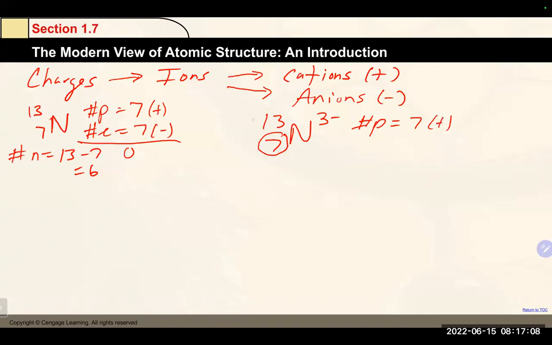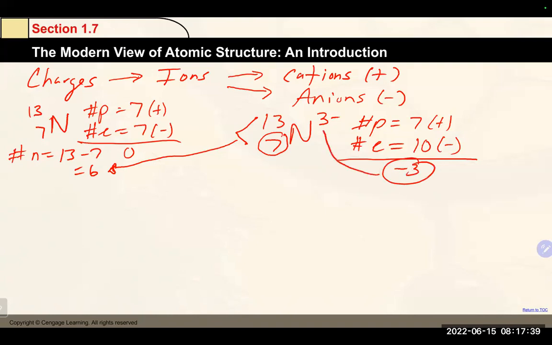In this case, if we look at the neutrons, it is still 13 minus 7, which is still going to give us 6. So it really is the electrons that change when something gains a charge. And in this case, the number of electrons would be how many? We do need 10 electrons, right? So 10 negative things plus 7 positive things from the protons leaves us a -3 left over, and that is basically where the charge comes from.